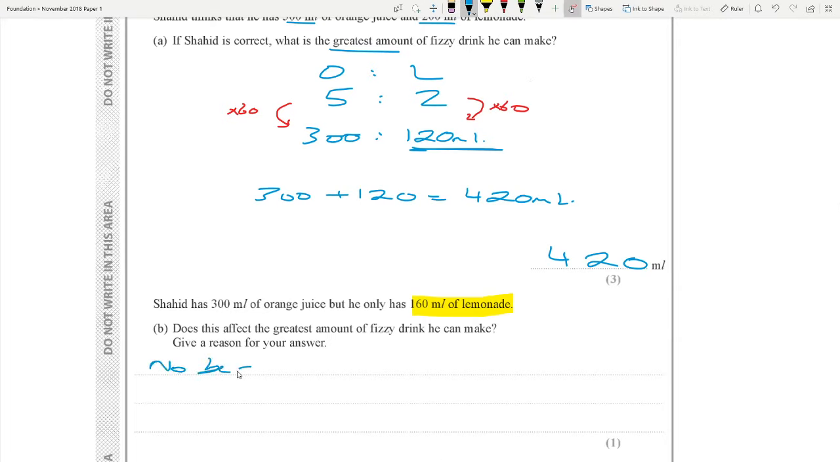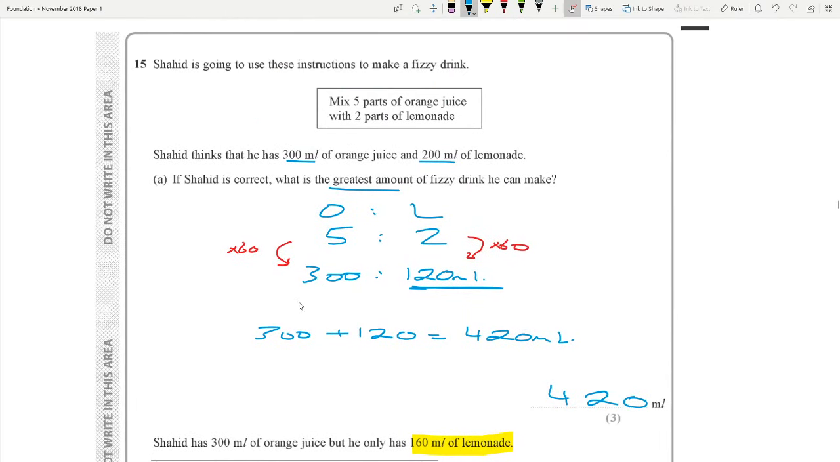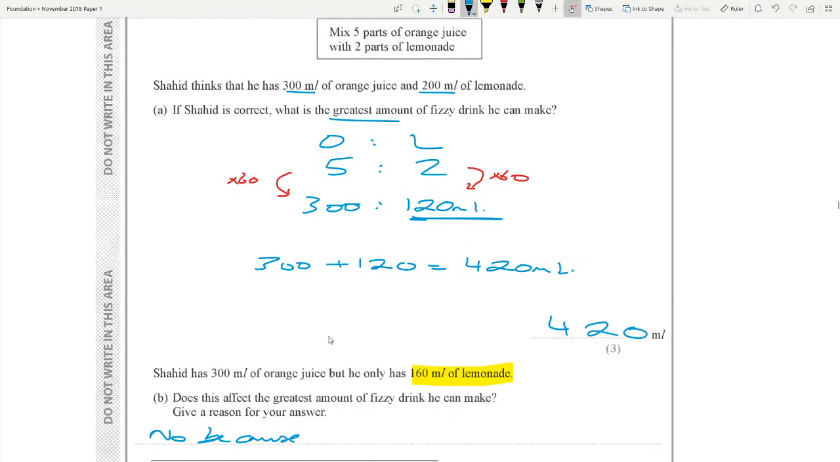Okay, because... Nabila said 60. Okay, what do you mean by 60? Times by 60, yeah? Okay.